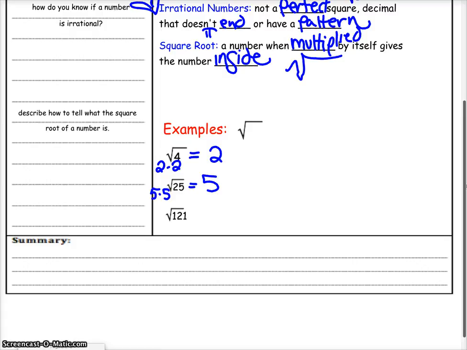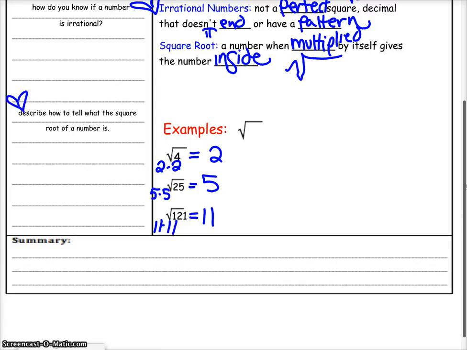The square root of 121. What number times itself gives you 121? 11 times itself gives you 121. So the square root of 121 is 11. So that's evaluating square roots.